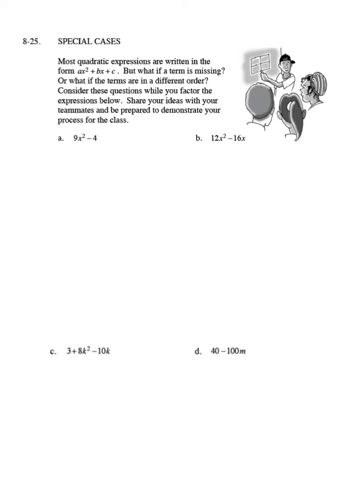We're going to look at some special cases with factoring and kind of identifying what strategy you should use when. I'm going to do the problems out of order. I'm going to start with problem B. I notice that this only has two terms, the 12x squared and the minus 16x. I also notice that these have what's called a common factor.